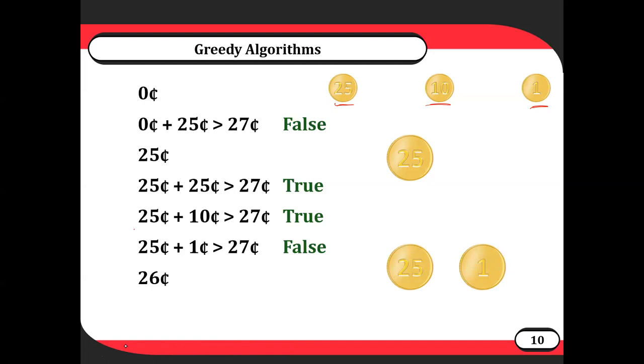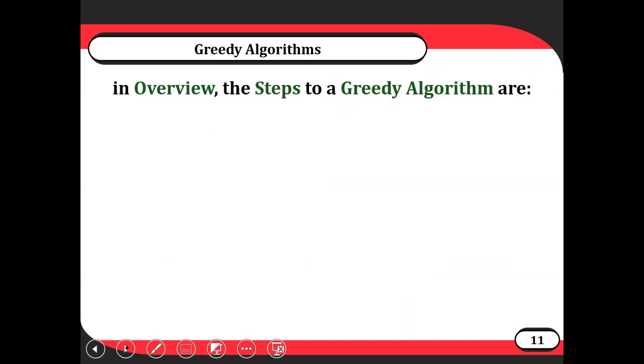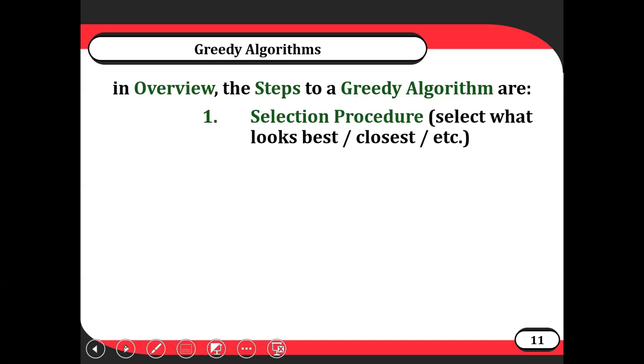And you can refine it down. Now I can repeat, I can go back to the 25 cent coin and add it again, or I can refine it down and simply start at the 1 cent again. That would be more efficient, but in a sense, the definition of greedy algorithm is still the same. We take whatever looks best, we try it out. If it's not a feasible solution, then we go to the next best thing, etc. All right, so greedy algorithm, we have a selection procedure.